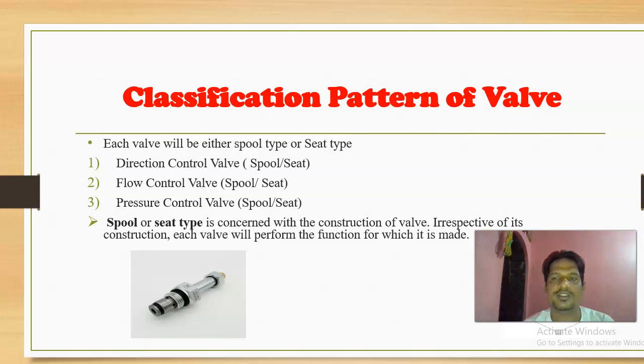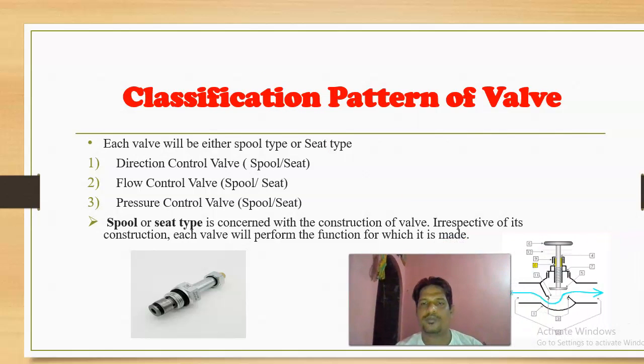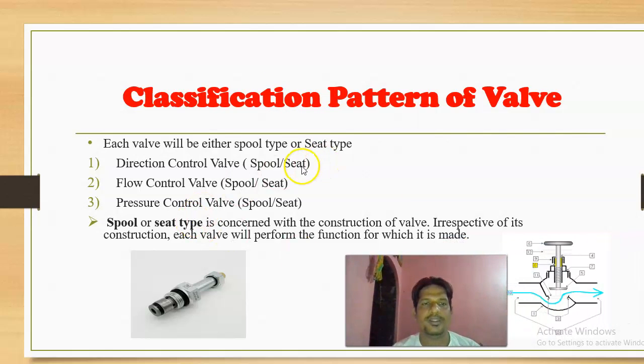Valves are generally specified on the basis of spool and seat. Here we can see the spool type construction, and here we can see the seat type construction. Based on that, they are again classified as 2 by 2, 3 by 2, 4 by 3, like this.